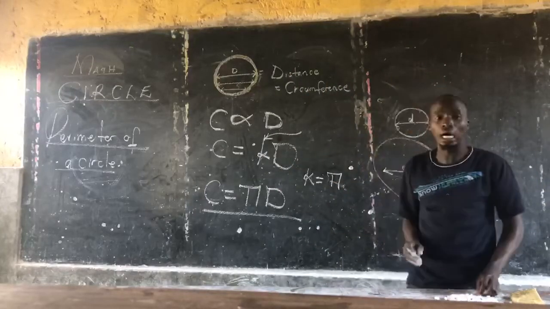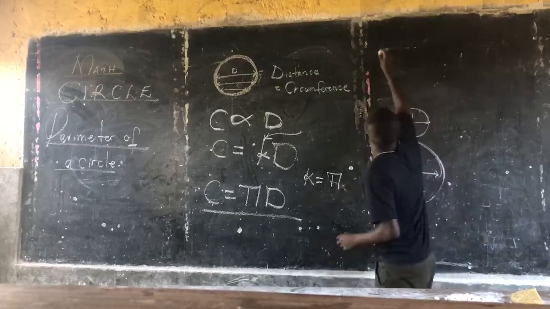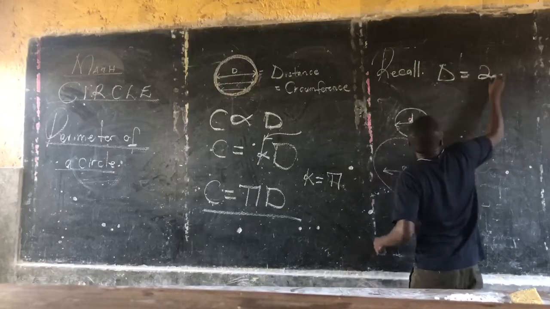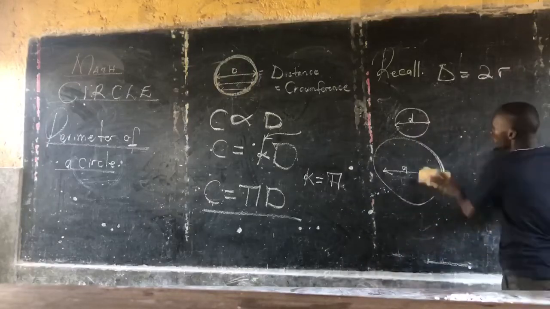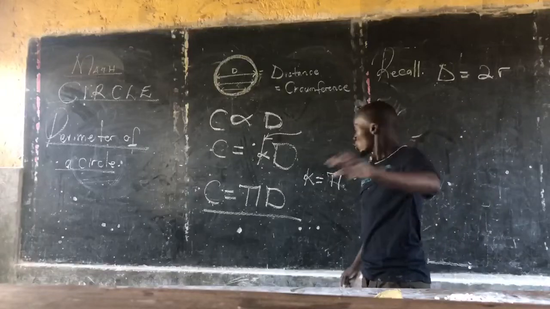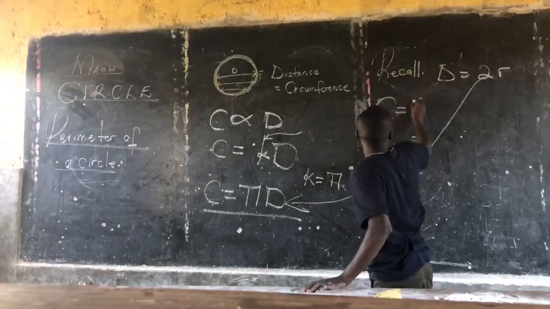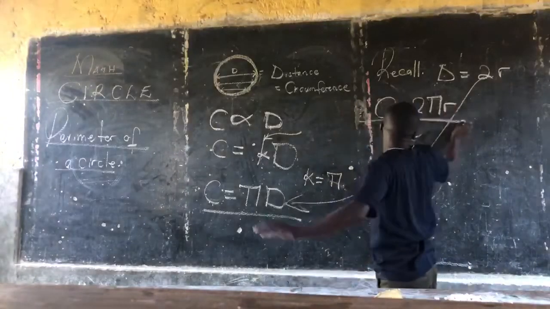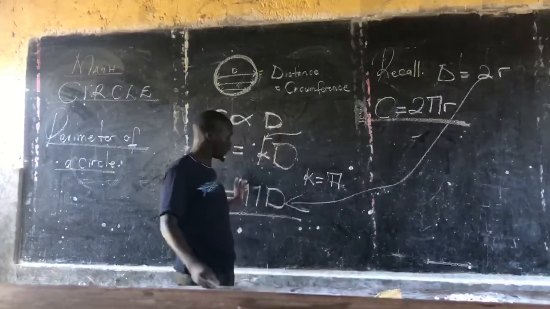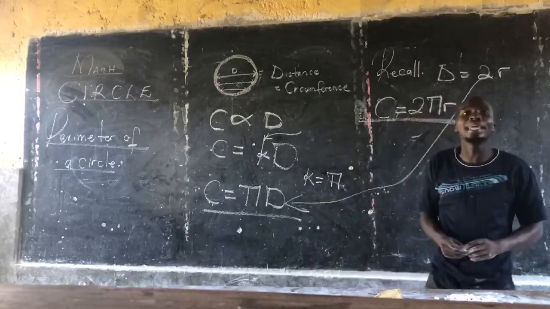Pi times the diameter. But remember, the diameter and the radius are related. We say that the diameter is twice the radius, so I can even put it there. So remember, the circumference is also 2 pi r. So the formula for the circumference: one way, the circumference is pi times diameter; another way, the circumference is 2 pi r.